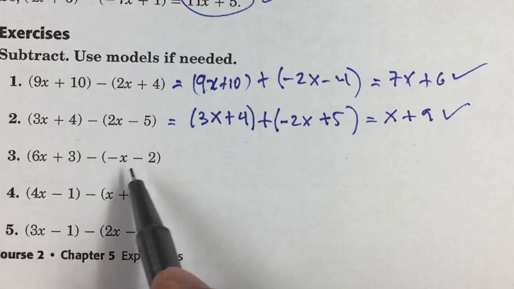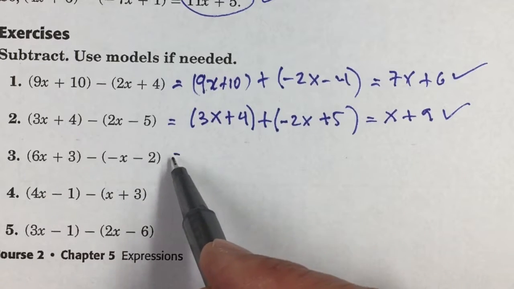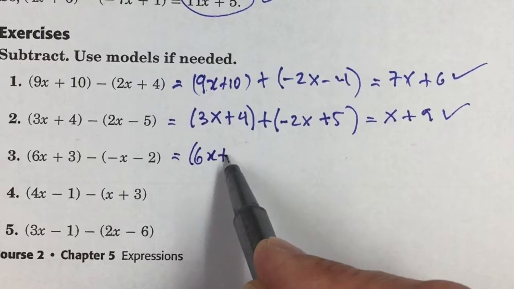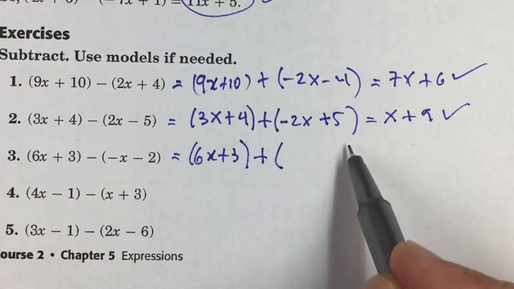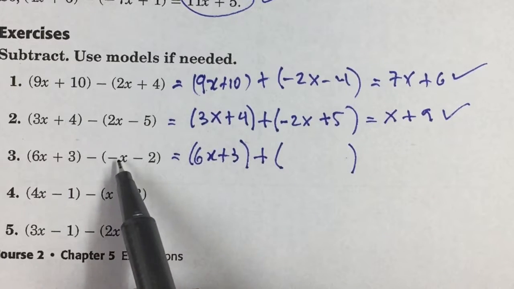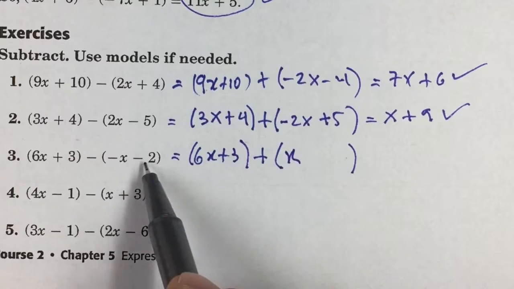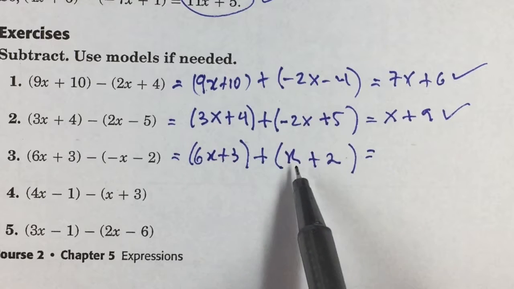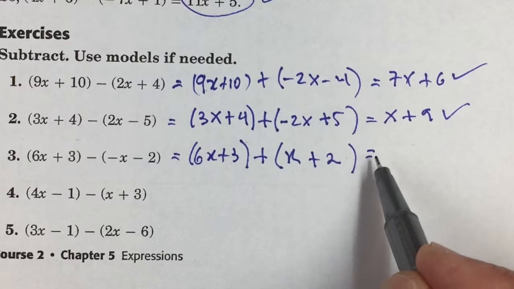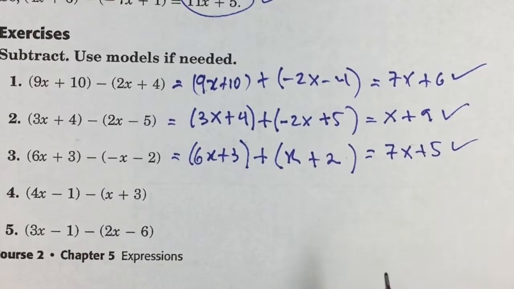For the third one, we're going to subtract negative x minus 2 from 6x plus 3. So I'm going to rewrite again 6x plus 3, and I'm going to add the opposite, or the additive inverse, of this one here by changing the sign from negative x to positive x, from negative 2 to positive 2. Now I'm going to add the letters with the letters, the x's with the x's. 6x plus 1x is 7x, and 3 plus 2 is 5. This is my final answer. I'm going to let you do 4 and 5.